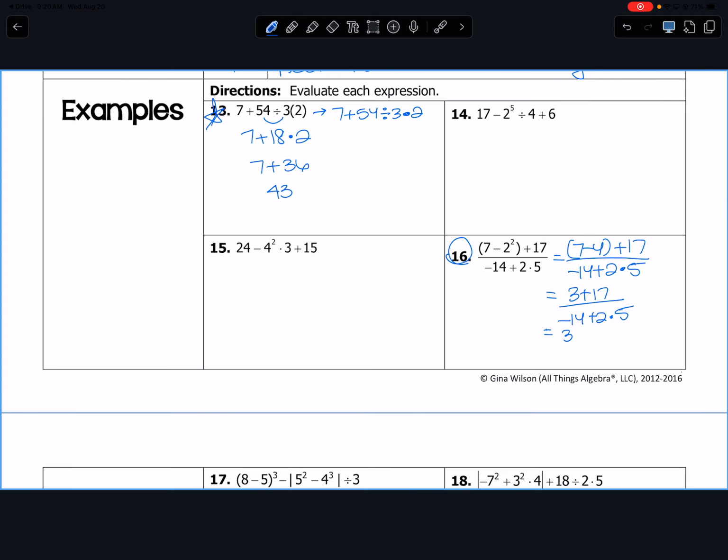And then we are all going to run out of room in this itty bitty little box. 3 plus 17, negative 14, plus 10. So I get 20 over negative 4, which is negative 5.